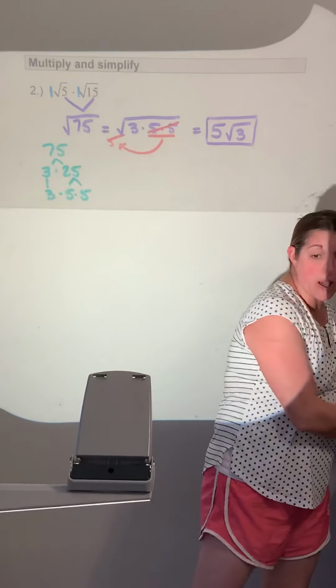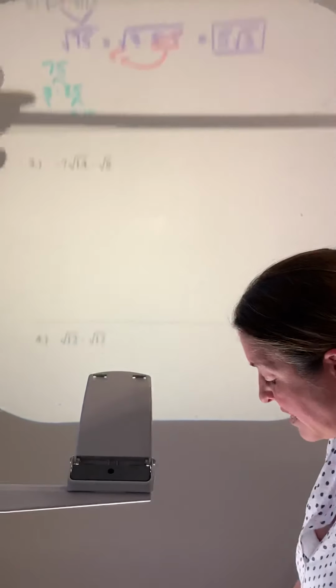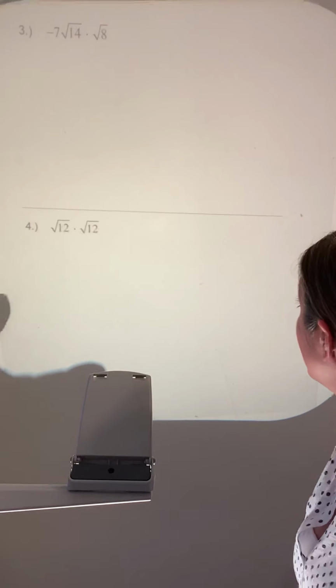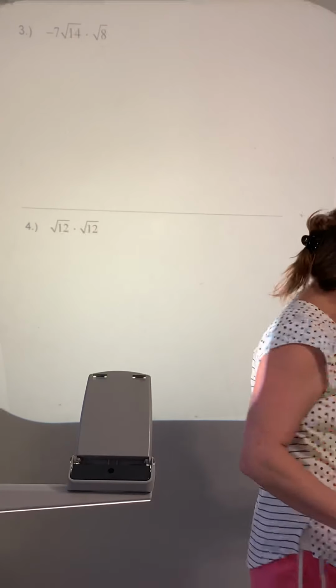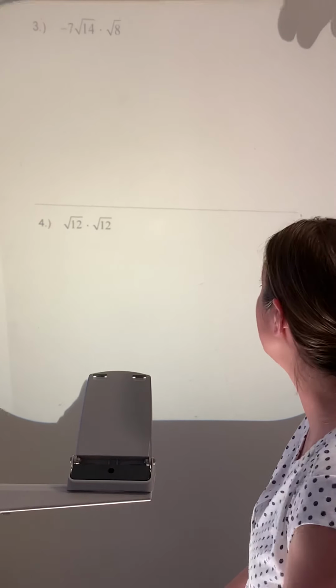So I just came up with a couple more problems for us, and then we'll be done. For number 3 here, we've got -7 square root of 14 times the square root of 8.